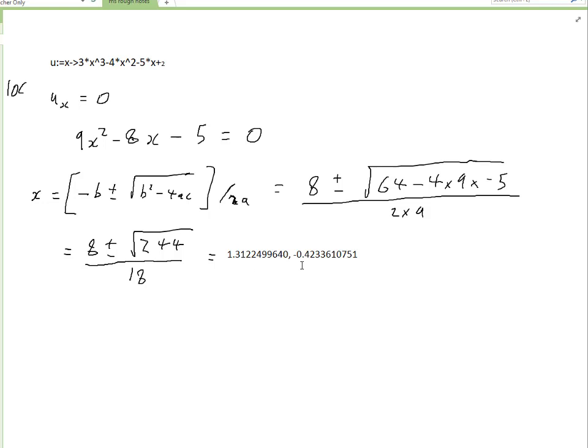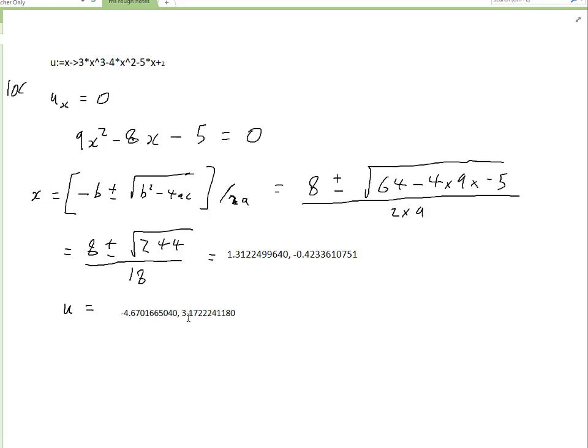So here's what I get for the two values of x. It could be negative 0.42 something or positive 1.31. Now we're interested in the maximum and minimum values of this function u. So we need to substitute this back into u to see what the two values are for maximums and minimums. Again, I'll want to type that into a calculator because I can't do that in my head very easily. So I find that u is equal to this, and these are the two optimum points, or I think are the optimum points.